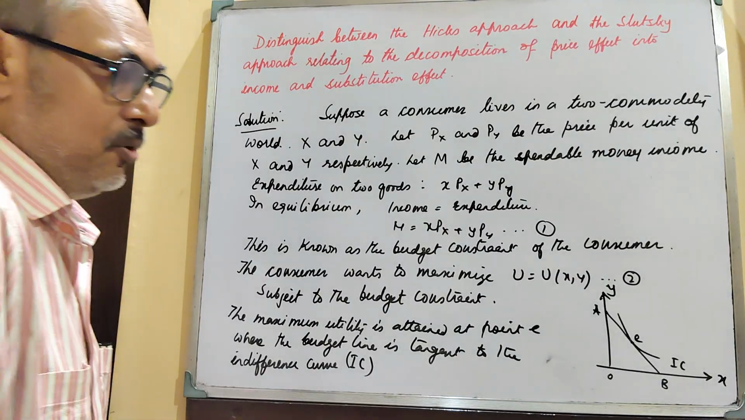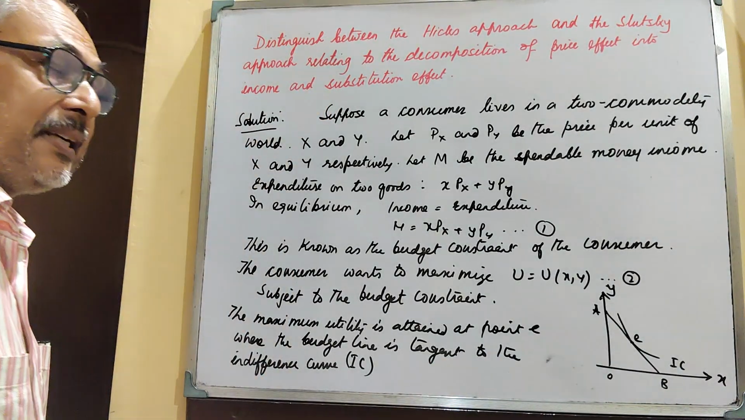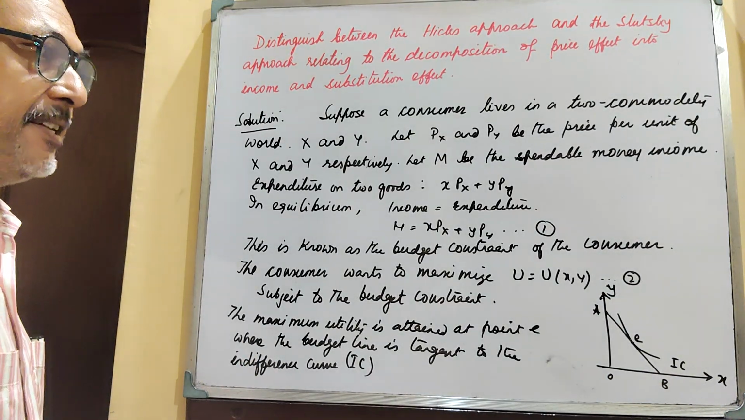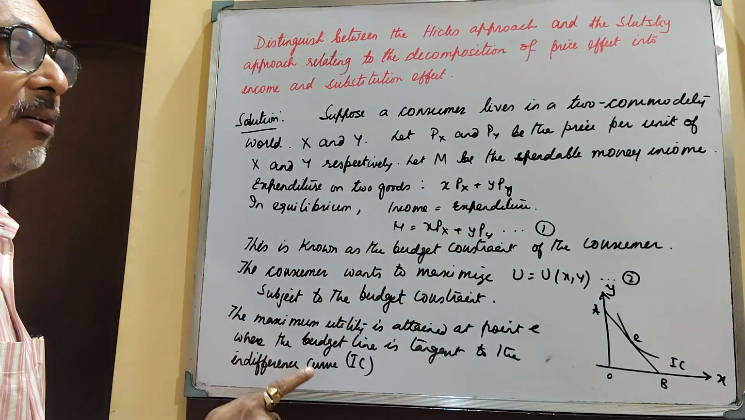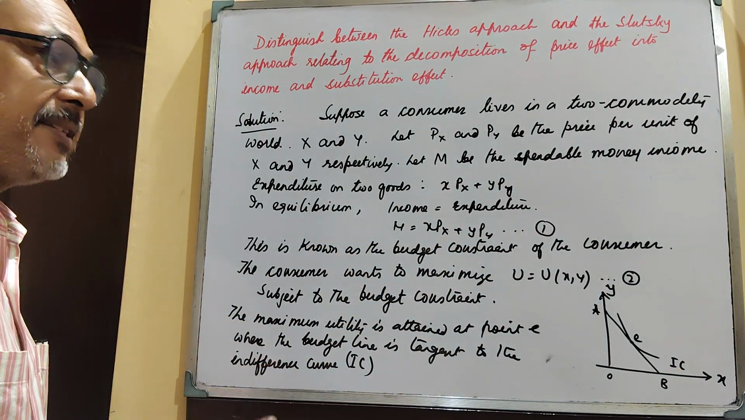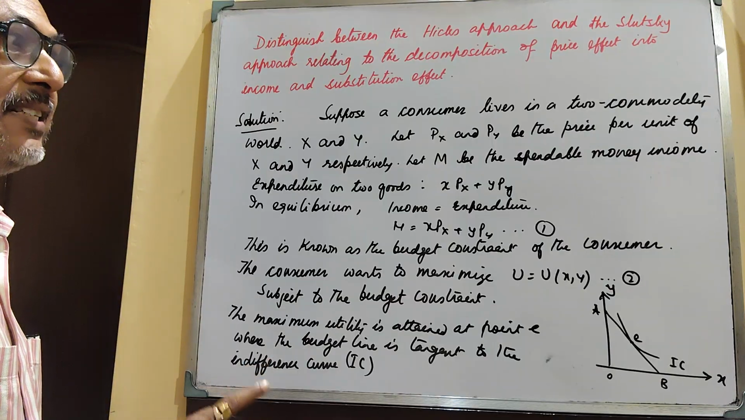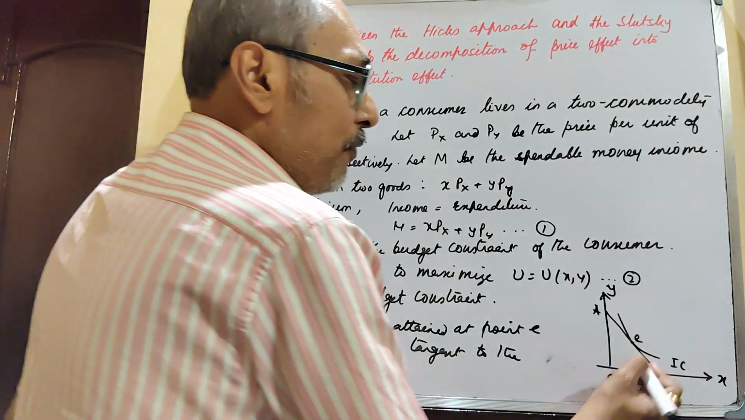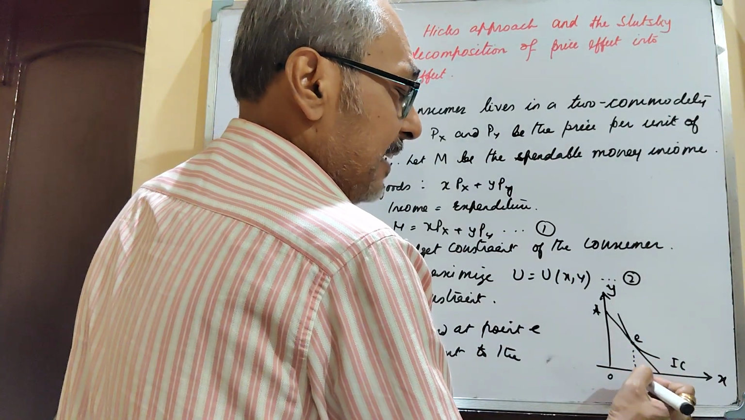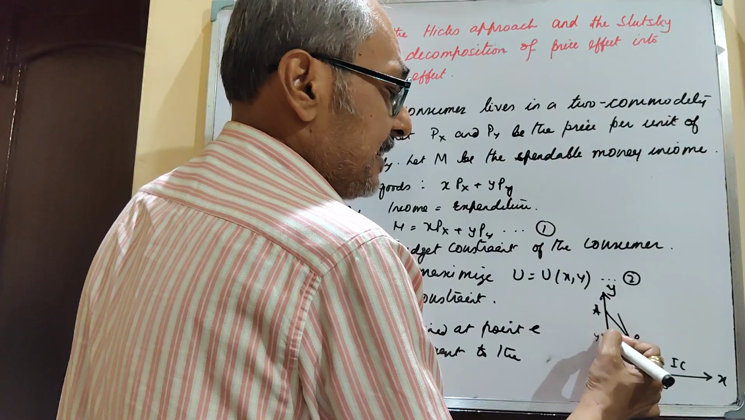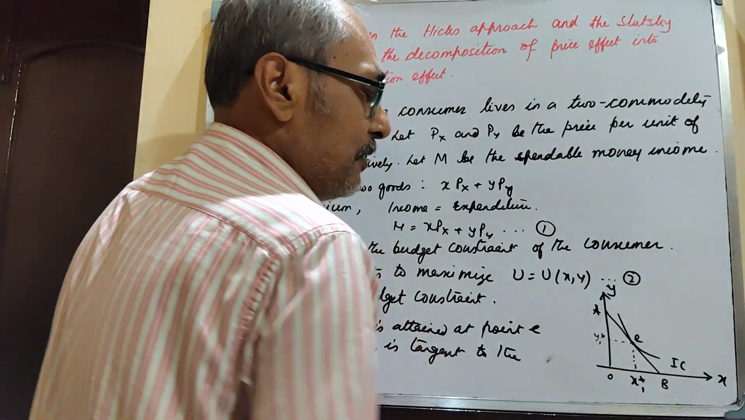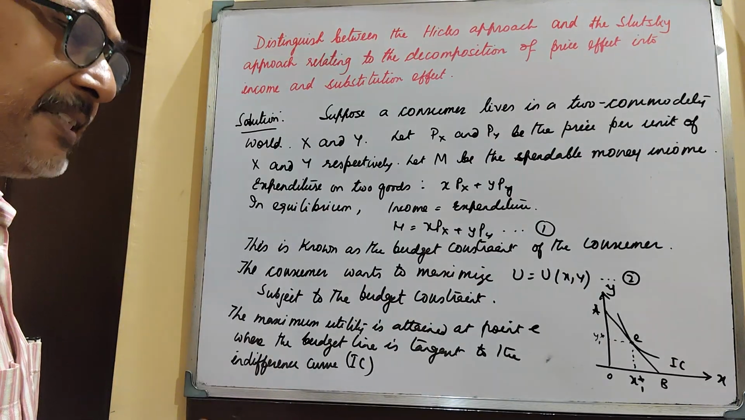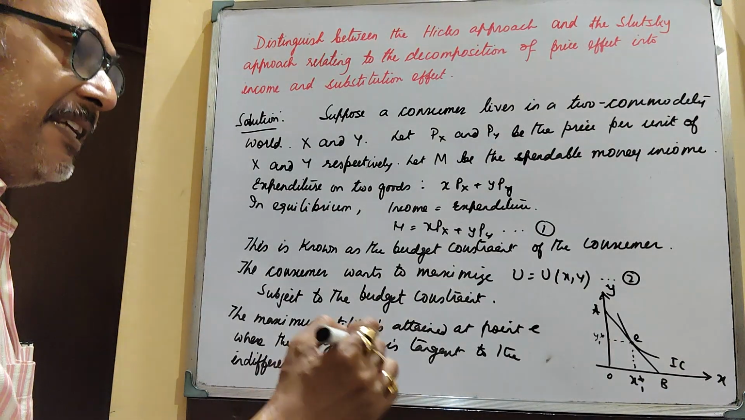Okay. Now we do the comparative static analysis. That means suppose price of X changes. Now Px, Py, M are called the parameters. These are exogenously determined. X and Y are determined within the model, where the utility is maximum. From this point we determine X star 1 and Y star 1, the maximum quantity demanded in this situation.